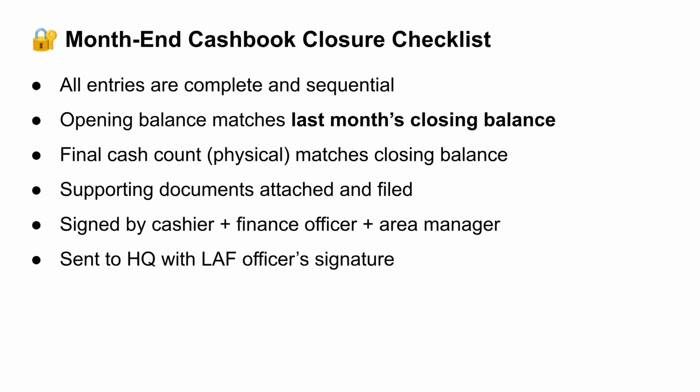The month-end checklist ensures all entries are complete and sequential, the opening balance is reconciled, and the physical cash count matches the closing balance. Finally, all documents must be signed and sent to HQ.